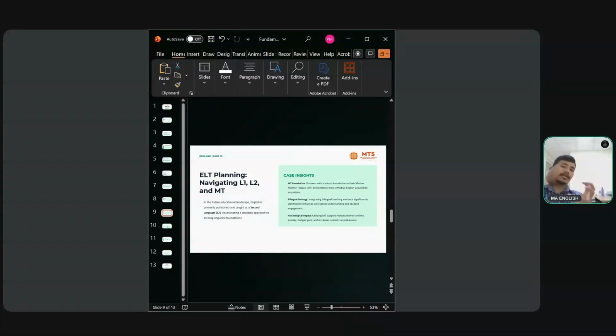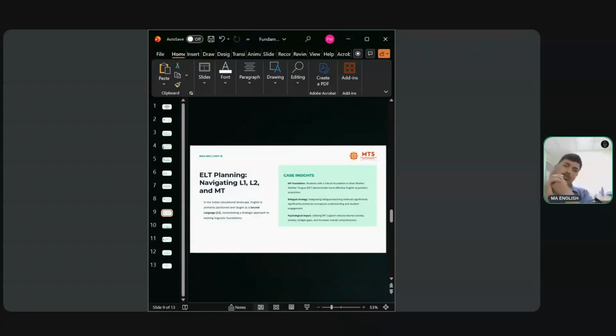And the third point is about psychological impact. Many students in India feel anxious about speaking English. They are afraid of making mistakes, afraid of being judged. When teachers use the mother tongue to bridge gaps, it reduces this anxiety. Students feel understood, supported, and more confident. And confident students learn much faster.